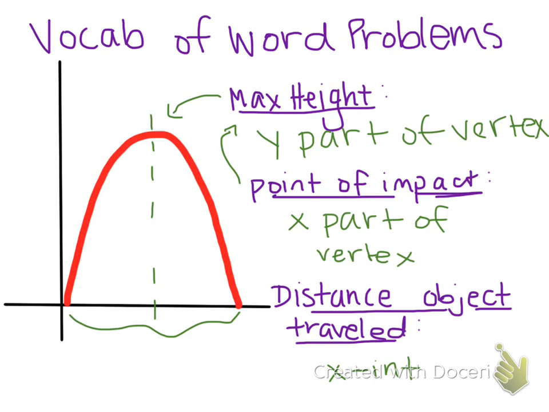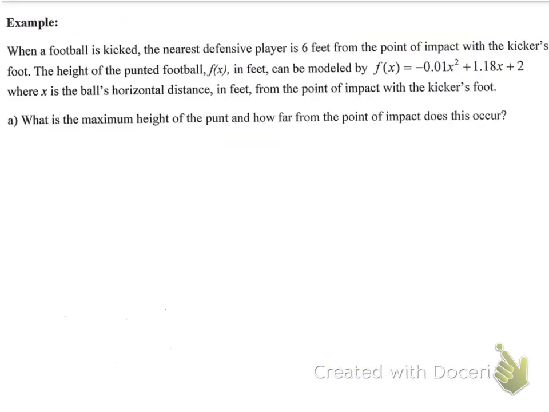Okay, so let's go through a word problem. I recognize that you probably don't have calculators at home, so I'll just do all the calculations for you. So it says when a football is kicked, the nearest defensive player is 6 feet from the point of impact with the kicker's foot. The height of the punted football, f of x, is measured in feet, and can be modeled by the following equation, where x is the ball's horizontal distance in feet from the point of impact with the kicker's foot.